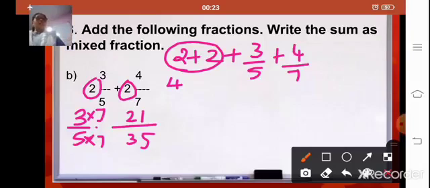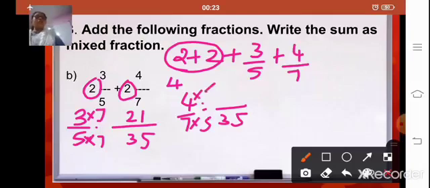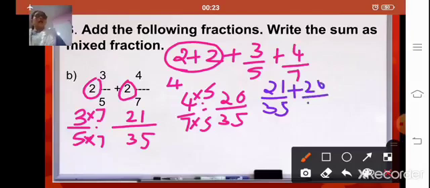Okay. Now same way with the second fraction, 4 upon 7 is equal to dash upon 35. So if you multiply it by 5, you will get 35. Same way, the numerator also you will multiply by 5, you will get 20 upon 35. Now add these two fractions, that is 21 upon 35 plus 20 upon 35. So you will get the answer as 41 upon 35.